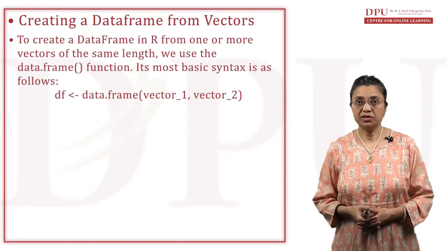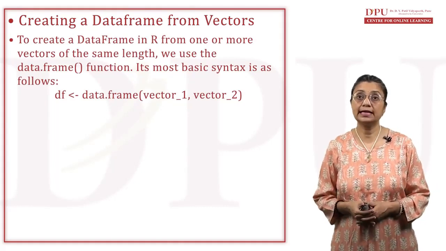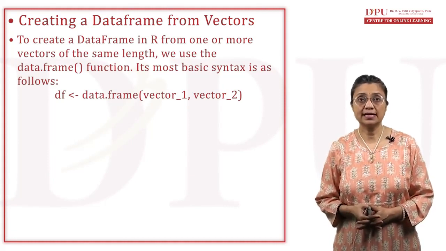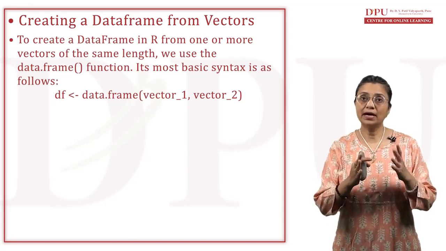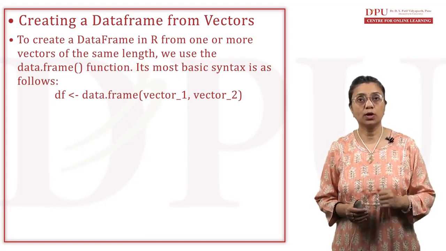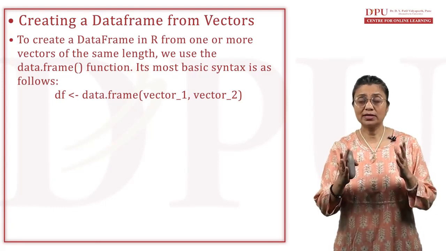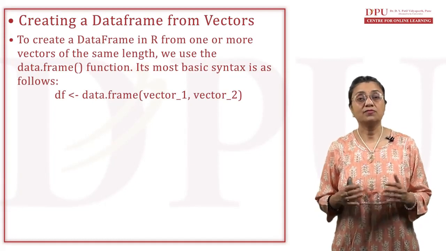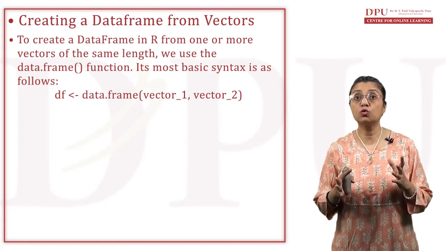To create a data frame in R from one or more vectors of the same length, we use the function data.frame. It is the most basic function and it has a syntax: data.frame, within parentheses, we pass the vectors, which is vector 1, vector 2. Now you will say, what is this vector? This vector is basically a list of values. Now, if I'm saying there are two vectors, which means that my data frame will have two columns.